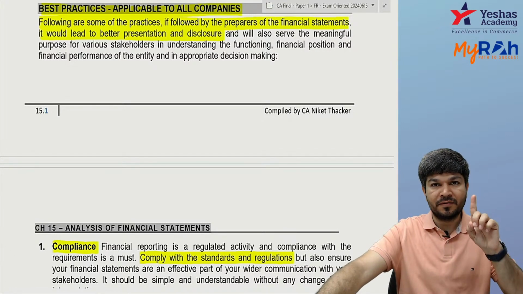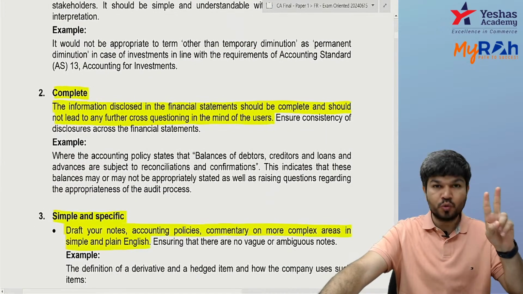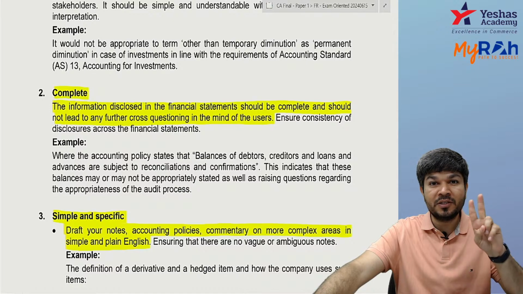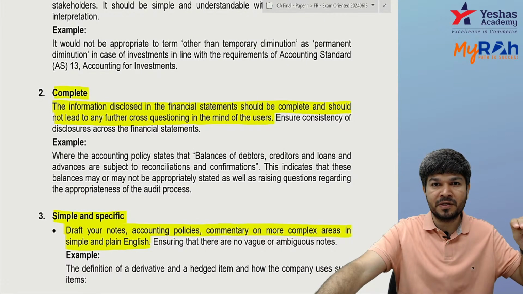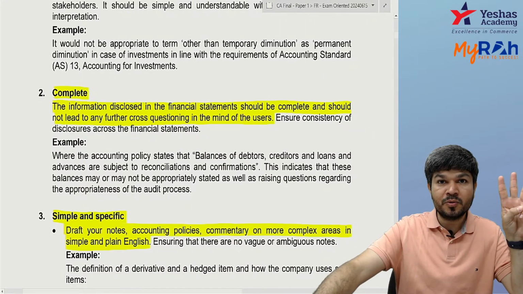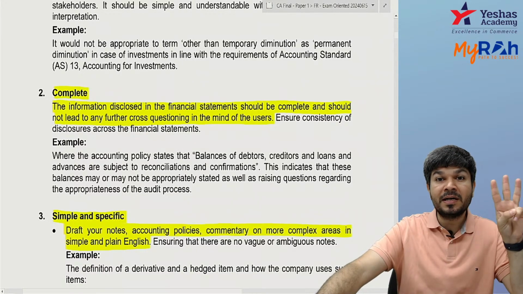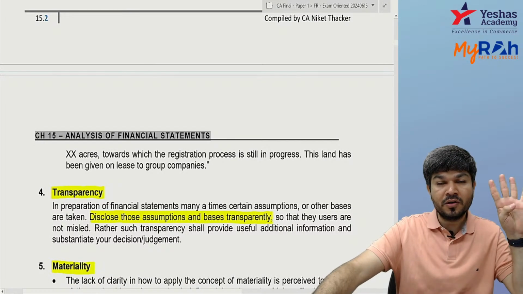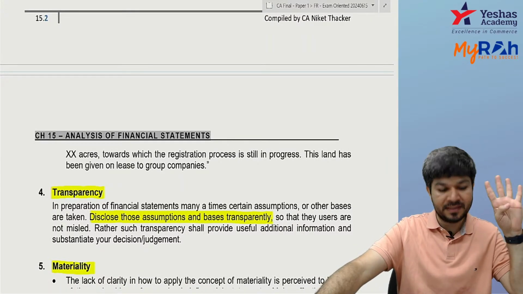Now just check out the best practices to be followed by a company. Number one, your financial statements are to comply with Ind AS as well as laws and regulations. Number two, the financial statements should be complete. The disclosures you're making should be complete and should not lead to ambiguity in the minds of people. Example I gave you: balance of debtors, creditors subject to confirmation. Third, the language you're using, especially in notes, should be simple, and the policy should be drafted in plain English, easy for people to understand. Fourth, all your assumptions you need to disclose transparently.